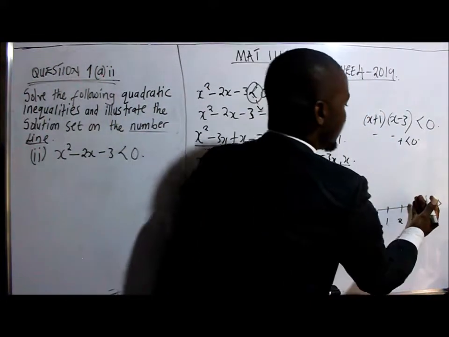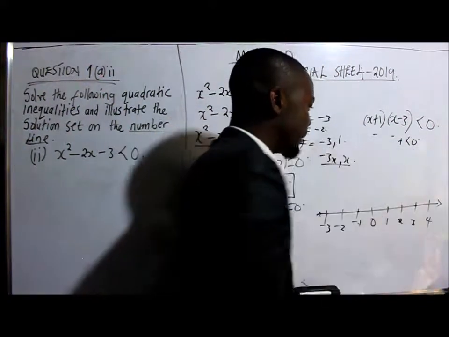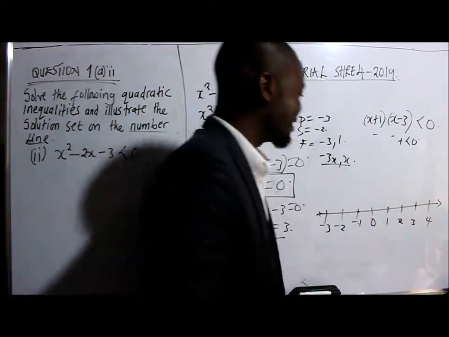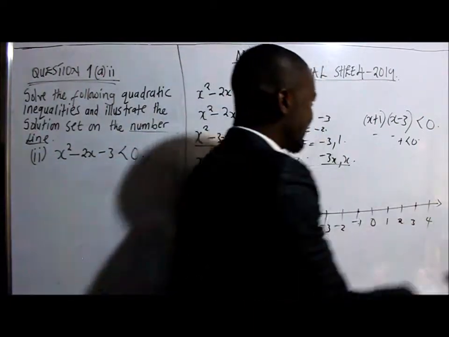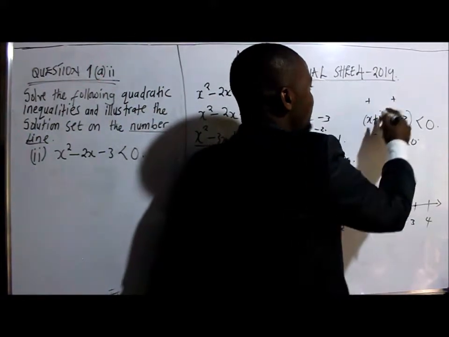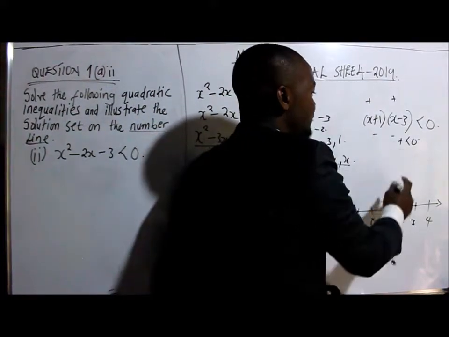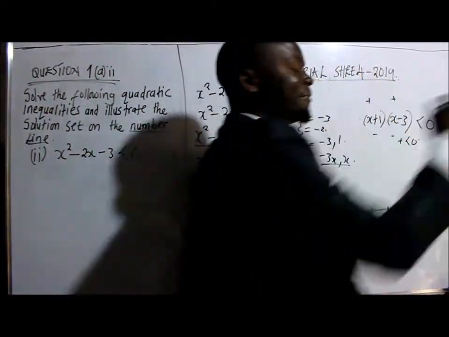Now let's check the part from 3 going this side. Let's take any bigger number. If you want, you can take a positive 1 million. Let's take 10. If you put 10 here, you are going to have a positive, and here a positive. Positive times positive is a positive. Again, a positive is not less than 0. So this part is disqualified.